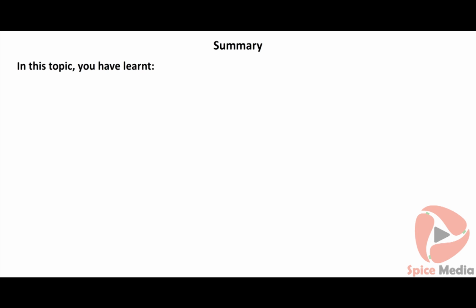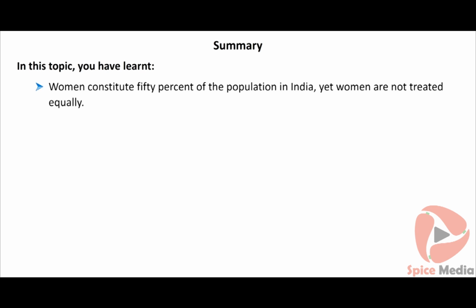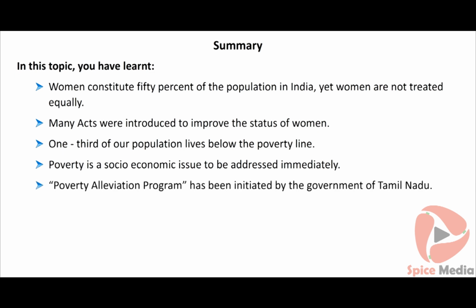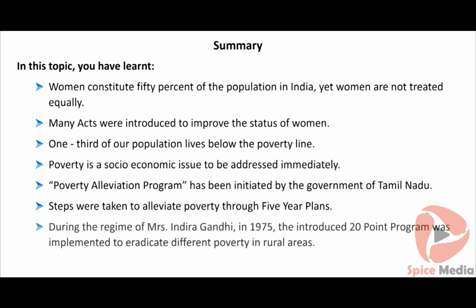In this topic, you have learnt women constitute 50% of the population in India, yet women are not treated equally. Many acts were introduced to improve the status of women. One third of our population lives below the poverty line. Poverty is a socio-economic issue to be addressed immediately. A Poverty Alleviation Program has been initiated by the government of Tamil Nadu. Steps were taken to alleviate poverty through five-year plans. During the regime of Mrs. Indira Gandhi in 1975, the 20-point program was implemented to eradicate poverty in rural areas.